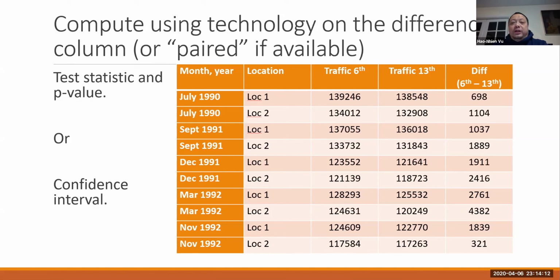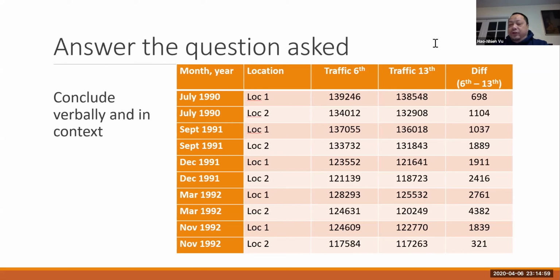And then we use technology on the differences, again on this column, to obtain the test statistic, p-value, or confidence interval. Some technology such as StatCrunch comes with a matched pairs function, so you can work with the two populations directly without having to first compute the column of differences. And then we answer the question asked by drawing a verbal conclusion in context regarding the mean difference. And that's how a matched pairs problem works.